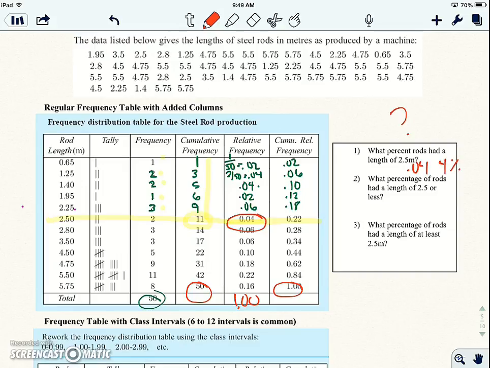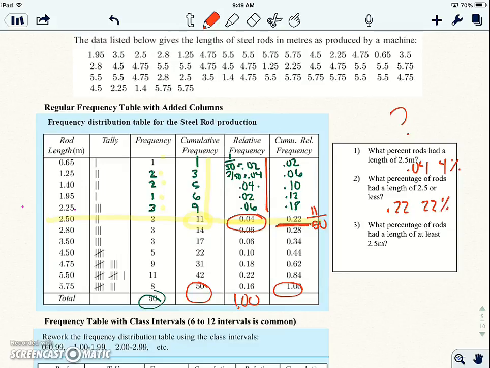What percentage of rods had a length of 2.5 or less? That's when you go over here and it adds up all of these different percents, or it does it from the 11 out of 50, and that's going to be 0.22, or 22%.